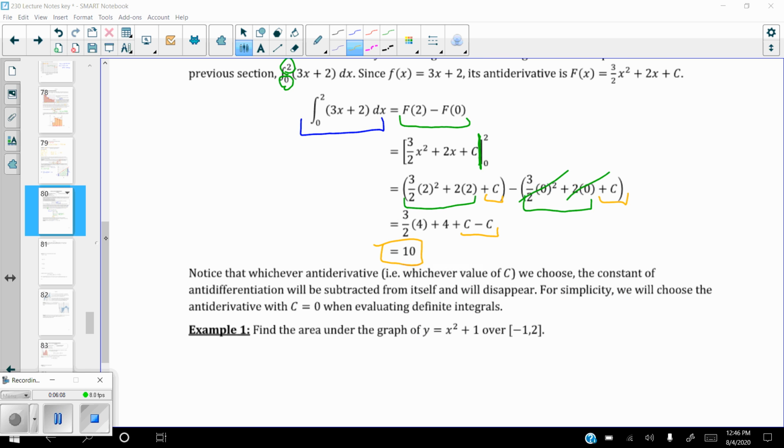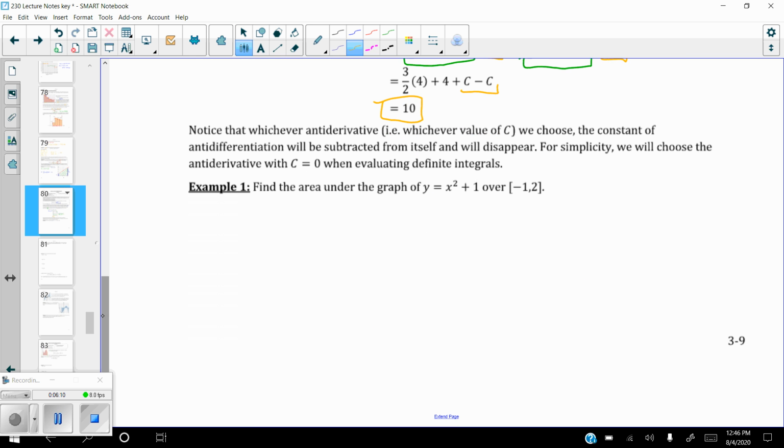All right, so let's go ahead and do example 1. And we're going to find the area under the graph of y equals x squared plus 1, which is a parabola, so it's not just an easy geometric shape to do, over the interval from -1 to 2. So if we want to find the area, we simply set up an integral from -1 to 2 of x squared plus 1. And this part is extremely important.